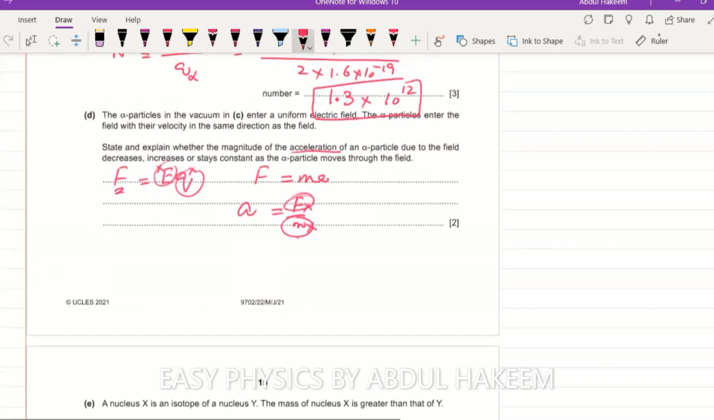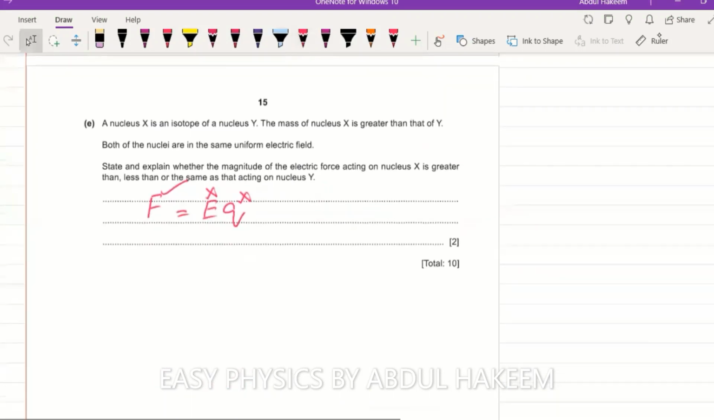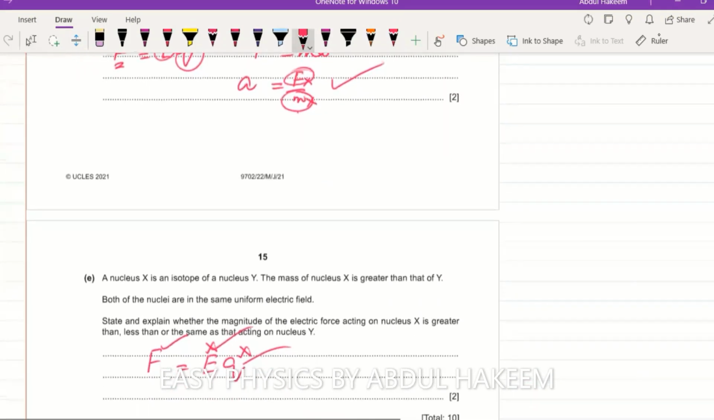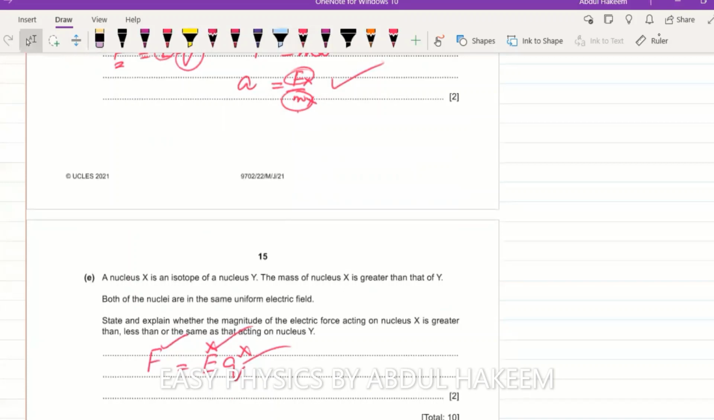So it is actually the continuation of this part. So the acceleration is F divided by m. Electric force constant, mass constant, so acceleration constant. And why is electric force constant? Because electric field constant, charge constant, so force constant. So actually, both parts are interlinked with each other. Okay, this is the paper.